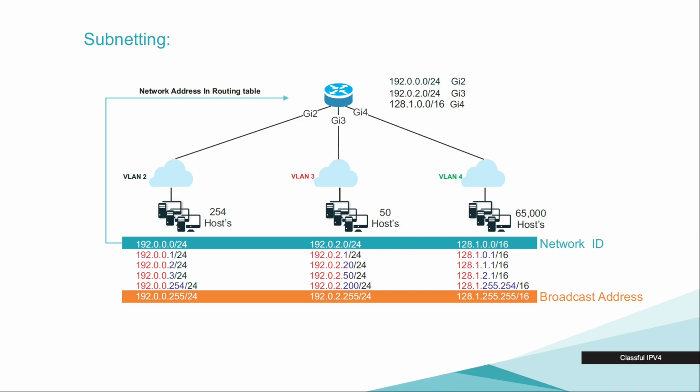For our devices, we can assign any IP address in that range. So we used the IP addresses 128.1.0.1, 128.1.1.1, 128.1.2.1, up to the IP address 128.1.255.254. The last IP address, which is 128.1.255.255, will be the broadcast address and cannot be assigned to any device.